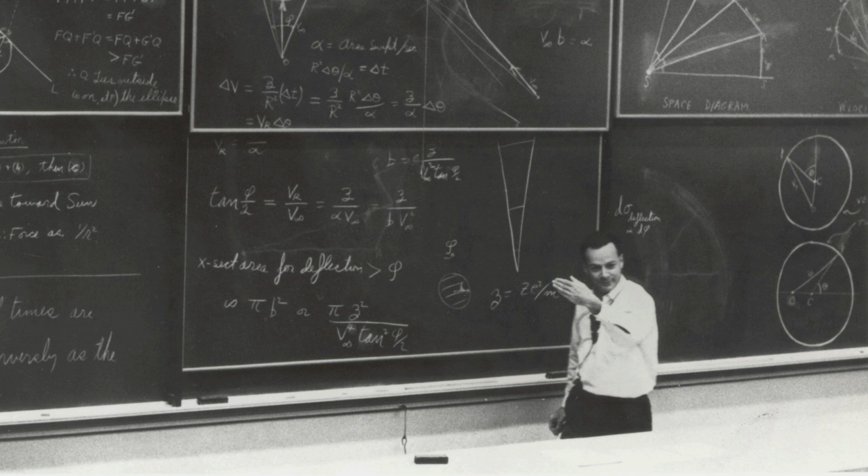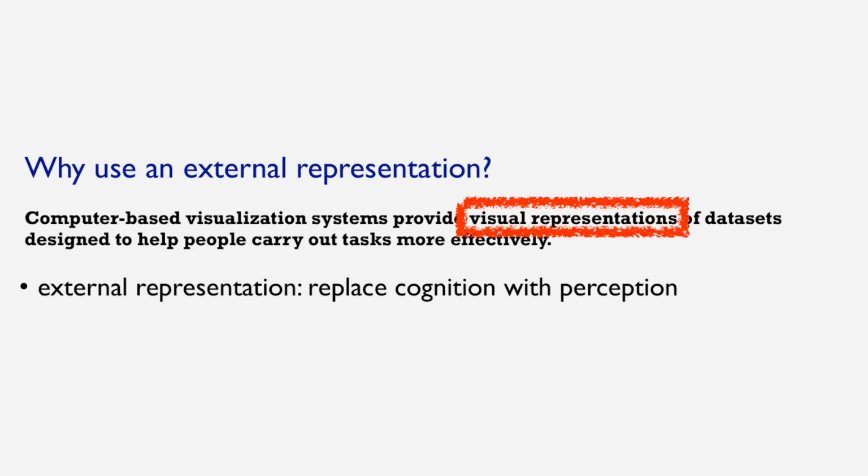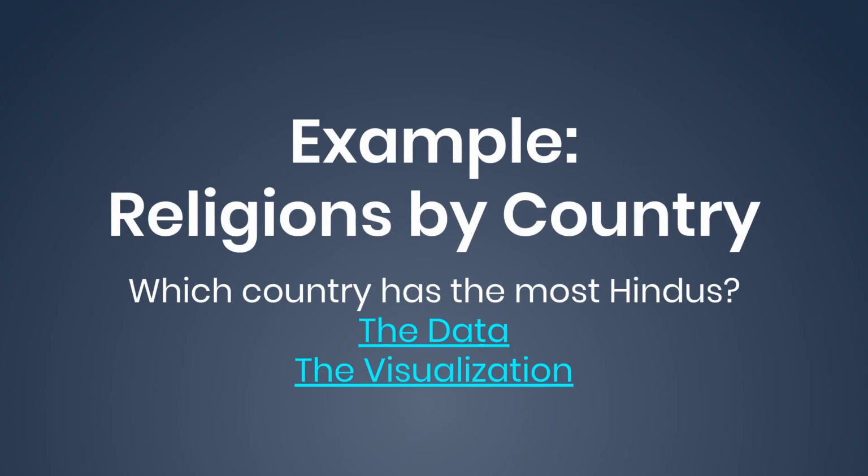And it's that feedback loop between your head and this external representation that makes your cognition augmented. So that, I think, is really the core of what visualization is about. It's using computers and displays of graphics to augment what you could do without it, meaning with raw tables or just by writing things on paper or mathematical models. So that's why use an external representation. And I want to give some examples to demonstrate this.